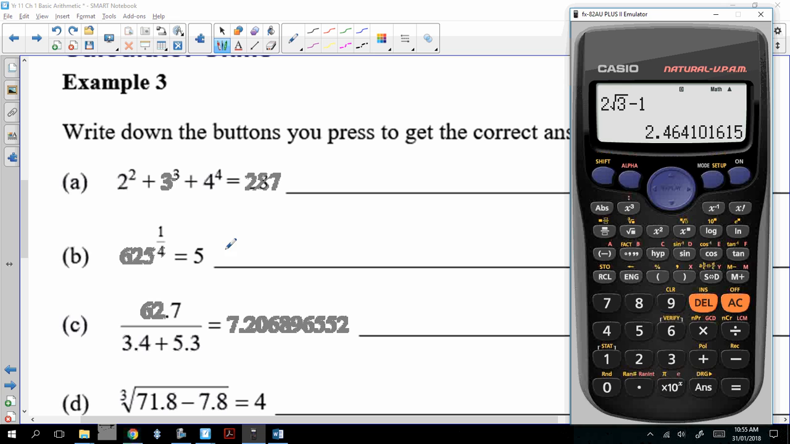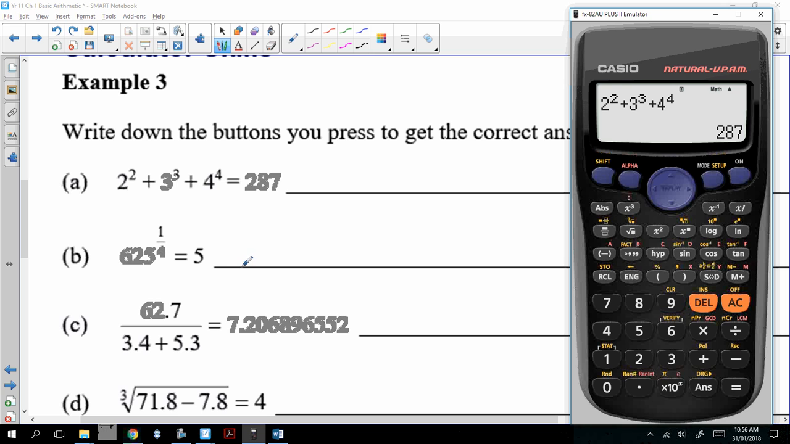So let's say you do the first one, you do 2 square, right? See, there's a square button, plus 3 cube, but there's no cube, so you press the power 3, right? And then make sure you use the arrow to get out of the power, plus 4 to the power of 4. Done. It's still a 7. You all got that? Excellent. All right. Then you just give yourself a tick, and then just do the next one.